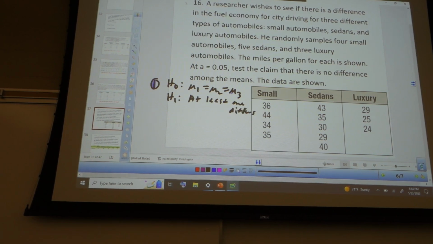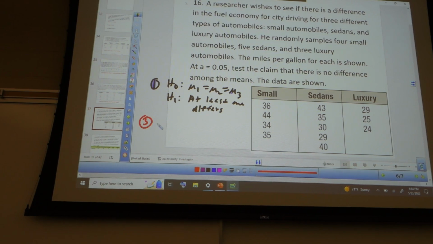Wait, so that's what we write? We don't write... at least 1 differs. Here, I'll write that down. You can't say they're all not equal because you don't know which one's not equal. Does that make sense? You don't know whether it's mu2 or mu3 or all of them.